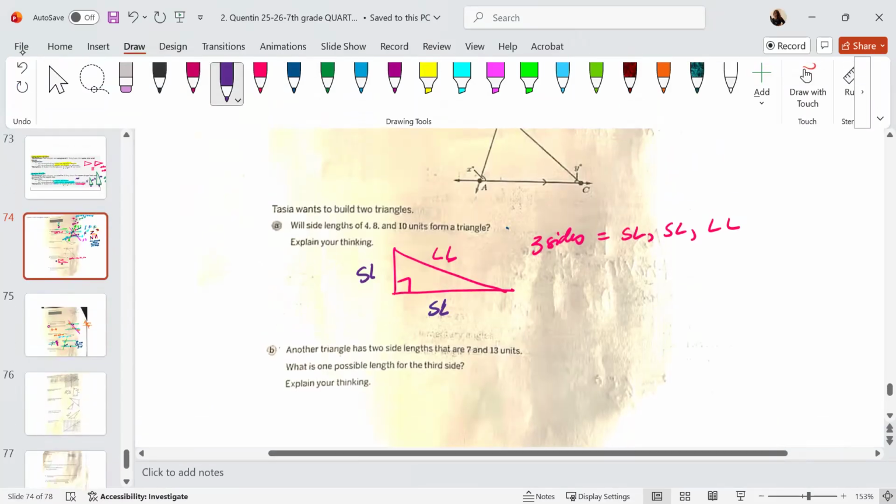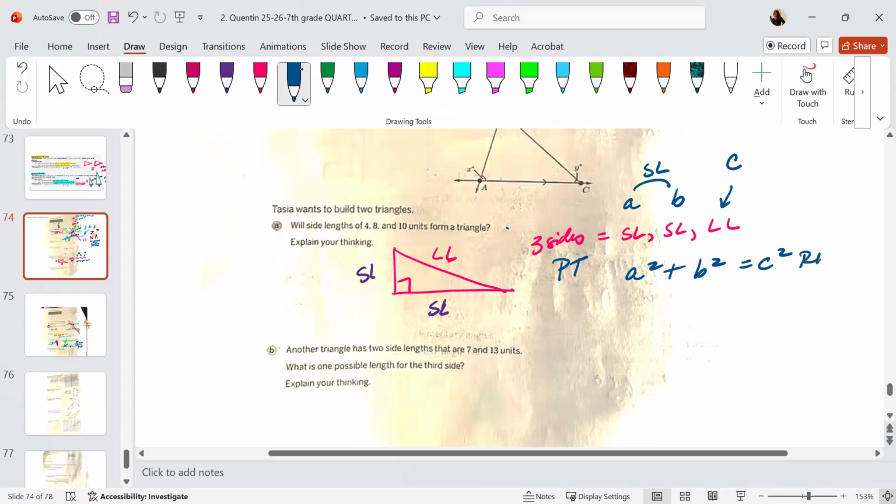All right, so this is how it works. It's the Pythagorean theorem. A squared plus B squared. A and B are always going to be the shorter lengths. The longer length is always going to be C. Do you see that? A squared plus B squared equals C squared, correct? This is a right triangle.